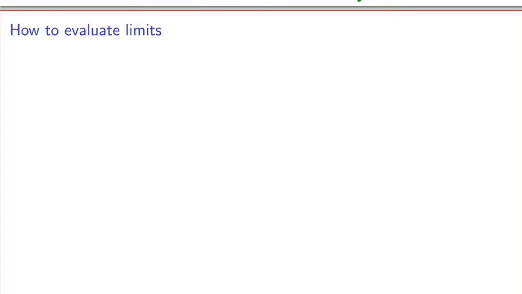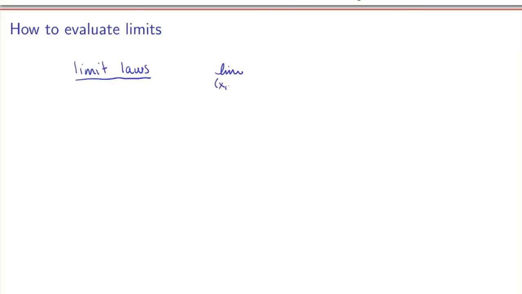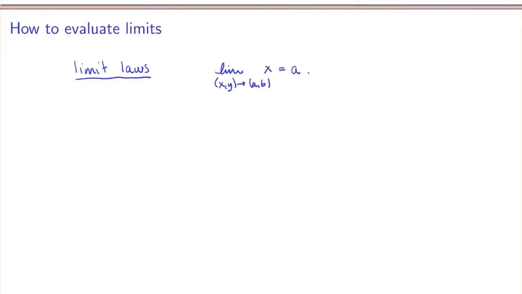But fortunately, there are a lot of tools you can use. So one thing that you can use is the limit laws. All the limit laws that you saw for limits of a function of one variable are also true here. So the limit of a sum is the sum of the limits, the limit of a product is the product of the limits, and so on. You also have things like the limit of simple functions like x as (x, y) approaches (a, b) is equal to a, the limit of y as (x, y) approaches (a, b) is equal to b, and of course the limit of a constant, which is what we used in the previous example. So any constant is equal to the constant itself. So basically you can use all these properties together to evaluate the limit of more complicated functions.